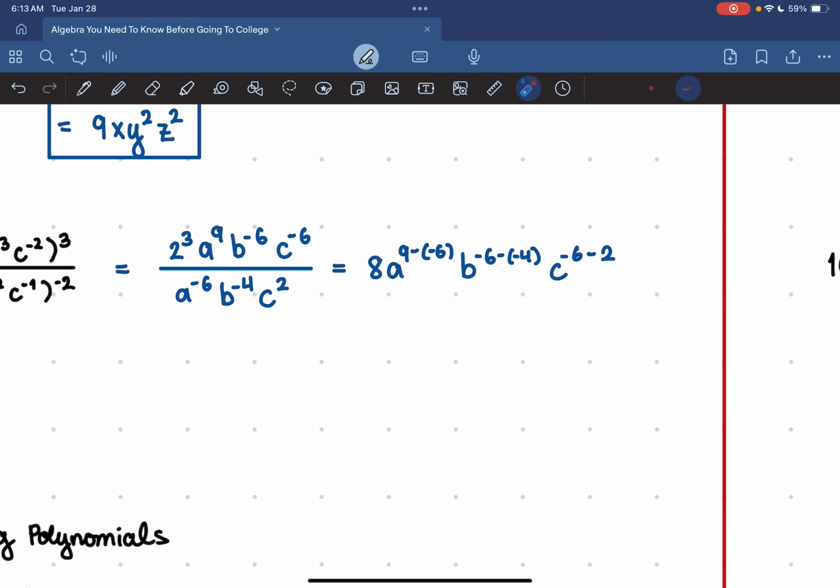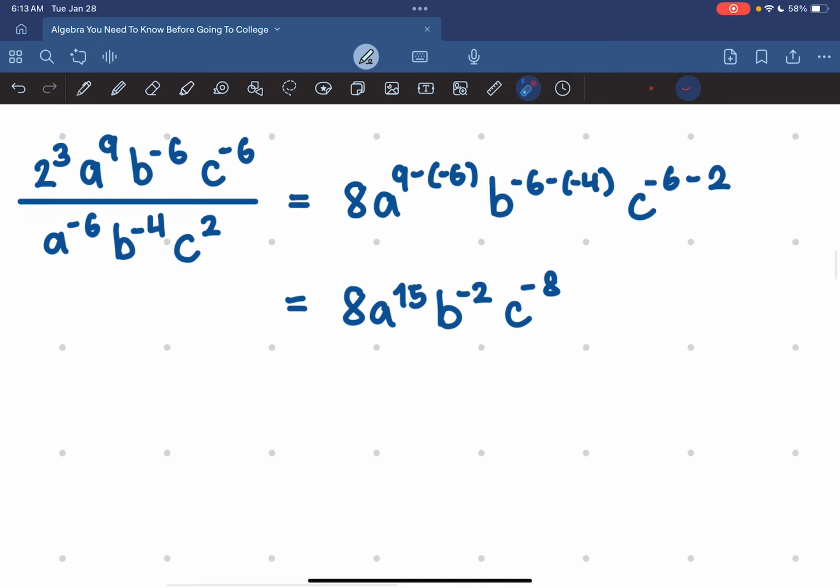So here, we have 9 minus -6, so that's basically 9 plus 6, or 15. Next, we have here -6 minus -4, so that's -6 plus 4, yeah, so that would be -2. And then we have your c, -6 minus 2 would be c raised to -8.